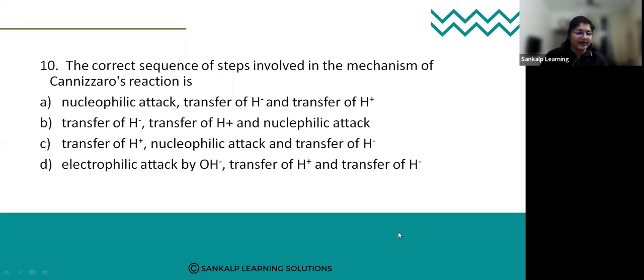So where is the Cannizzaro reaction used? The Cannizzaro name reaction is a very important name reaction. Where do we use it? Yes, we have already discussed all these things in our 8th class. I want the answers: where do we use the Cannizzaro reaction?